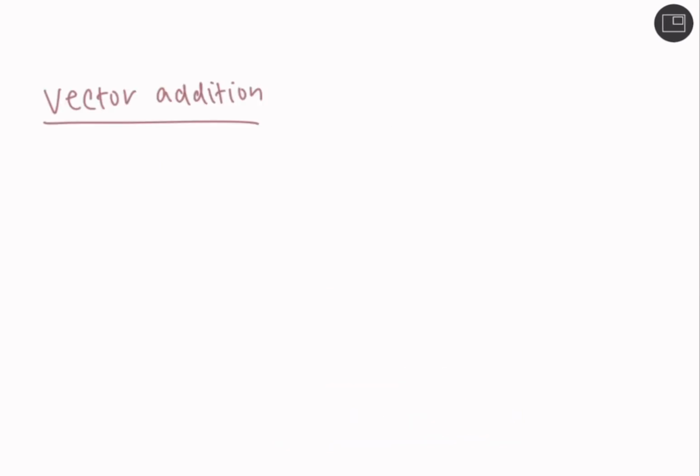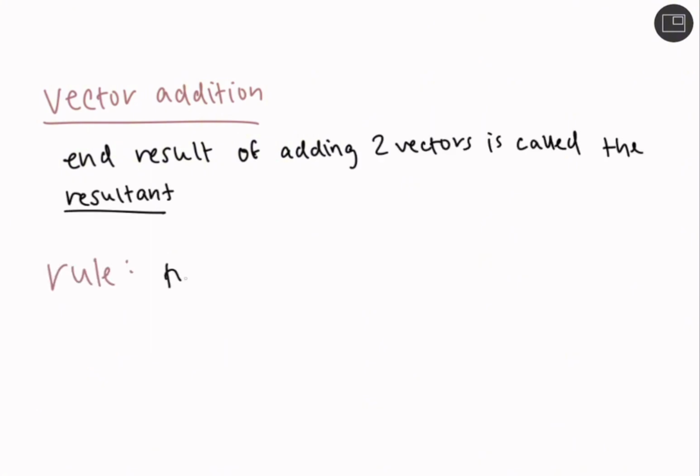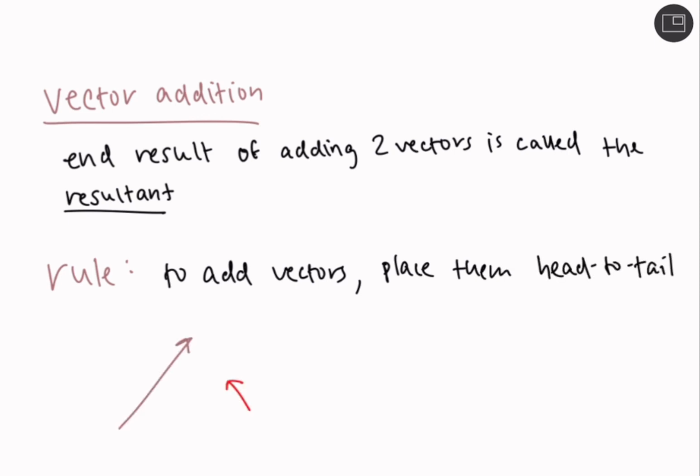When you're adding vectors, you have to take into account magnitude and direction in order to find the resulting vector. And this resulting vector of adding two or more vectors together is called the resultant. The rule to add vectors visually is to place them head to tail. Let's say I have these two vectors, the tan one and the red one. In order to add them up, I would place the tan one's head to the red one's tail. Then you would draw the resultant vector from the absolute start point to the absolute end point.